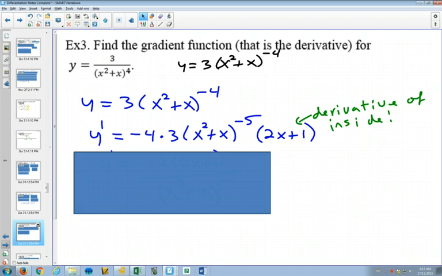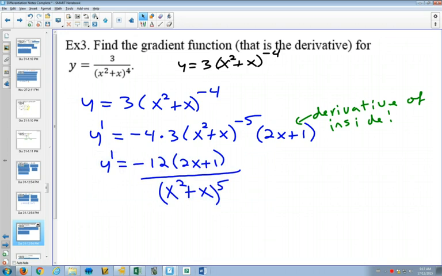We leave the x squared plus x and subtract 1 from the exponent. It's going to be tempting to write -3 because that seems like 1 less. Be careful with the negatives. And then the derivative of the inside is 2x plus 1. So if you wanted, you could write this now with that x to the -5 back on the bottom. And this would be the answer.